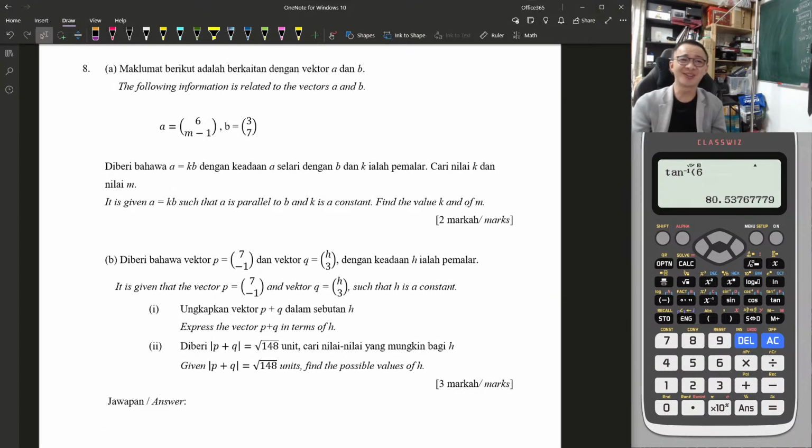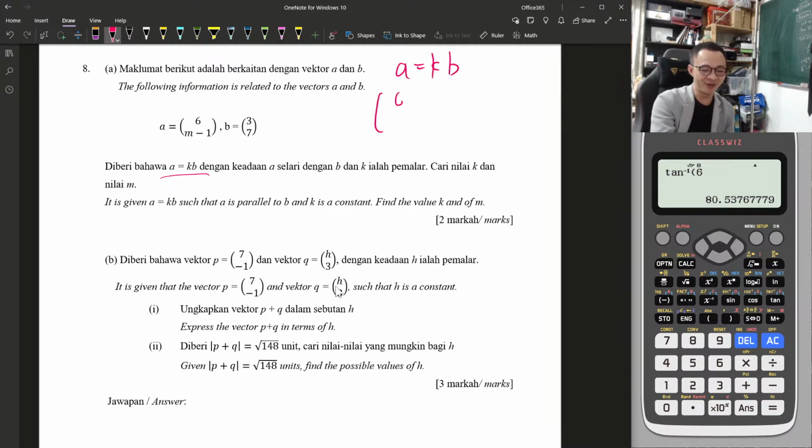Yeah, this one is considered very easy. Easy until I cannot trust myself. They give us the equation A equals KB. So since A equals KB, sub the A into here, 6 and n minus 1. K is a constant. B is 3, 7.